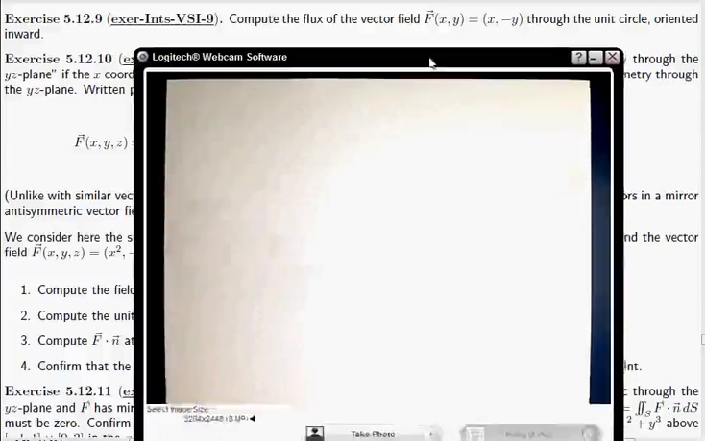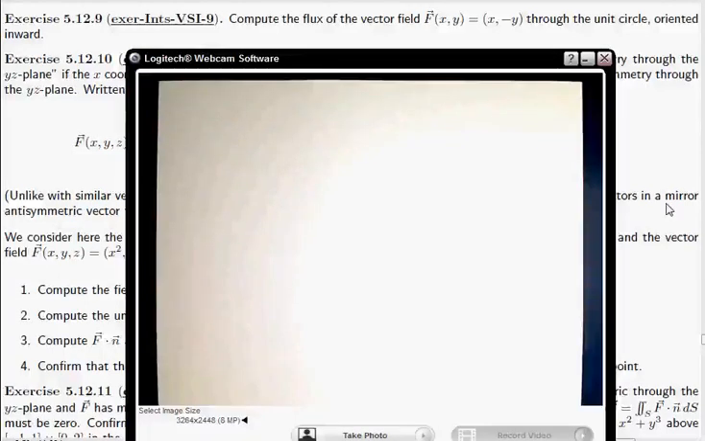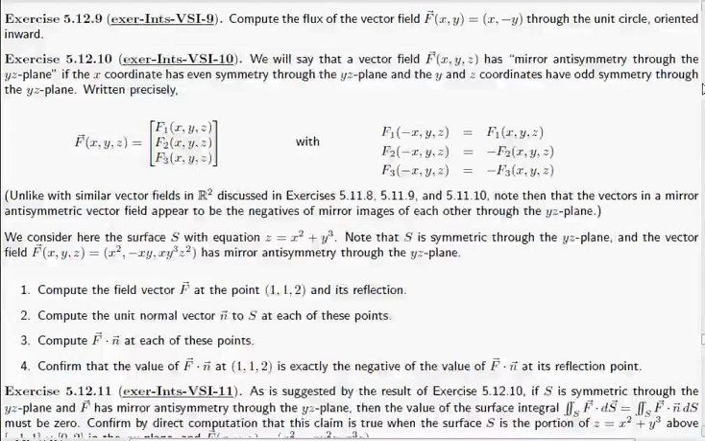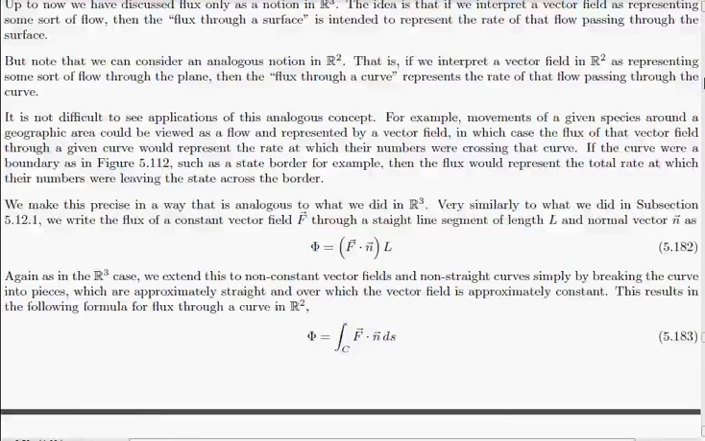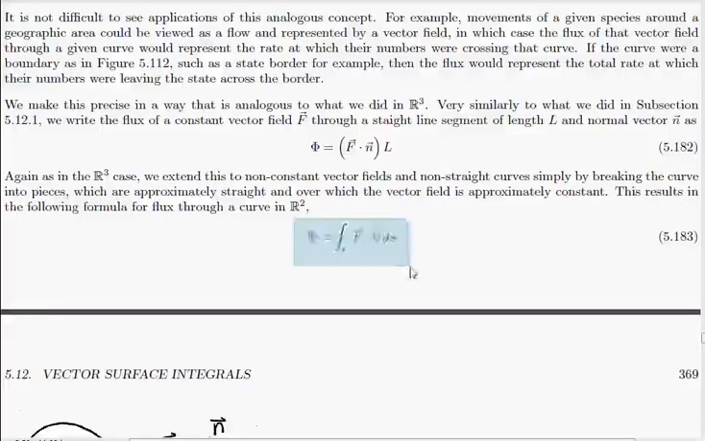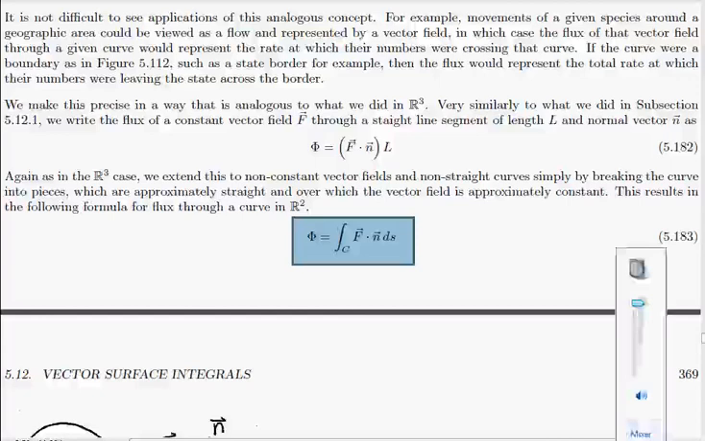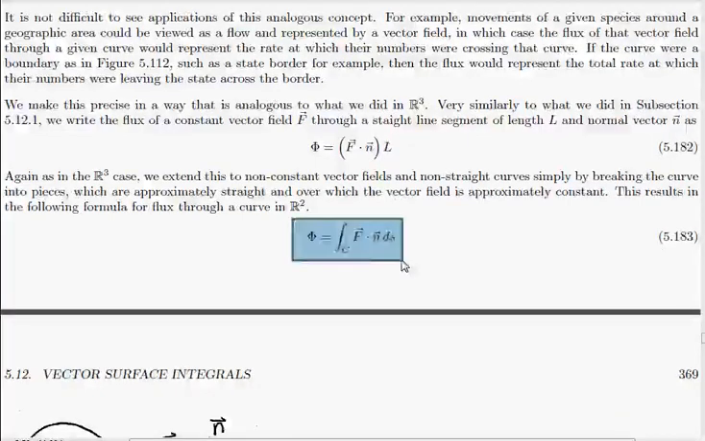Okay, so this problem here, VSI 9, it's about a flux of a two-dimensional vector field, right? And we didn't talk about this in lecture, but there's a section about it near the back of the book. So you define flux through a curve by this formula. So we have this formula here that defines flux through a curve.